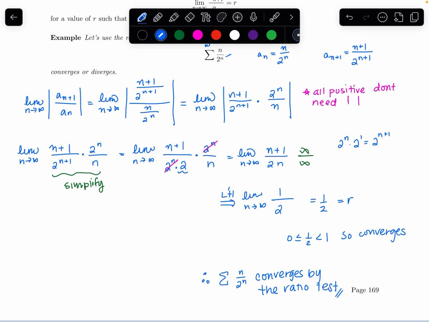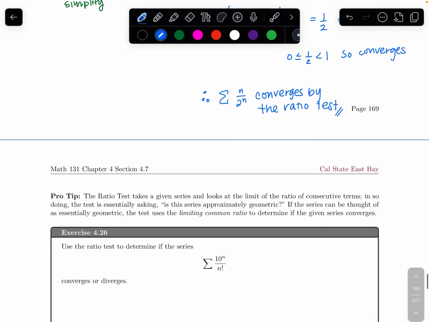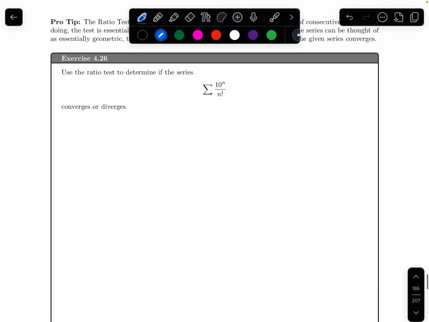All right. Let's take a look at the next one together. Let's talk about these factorials a little bit. Oh, look, we see both of those. We see the factorial. We see the exponential. That is just a key indication of the ratio test, right?